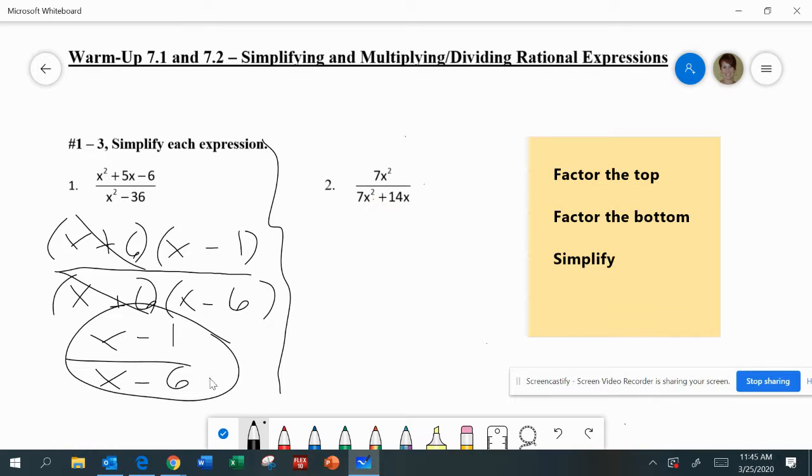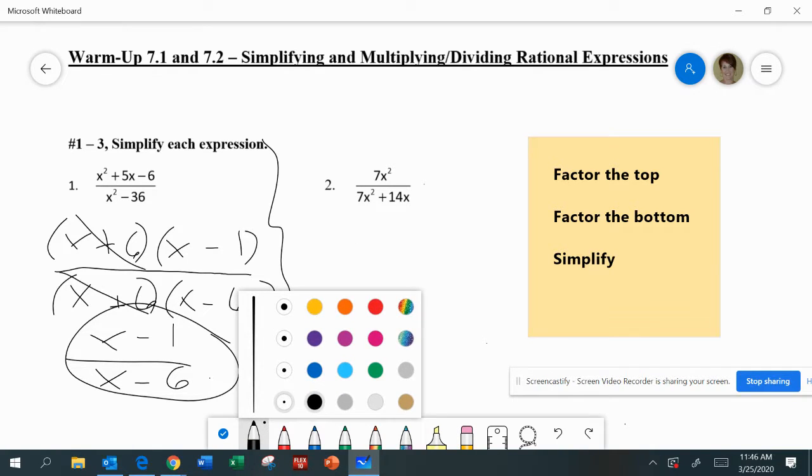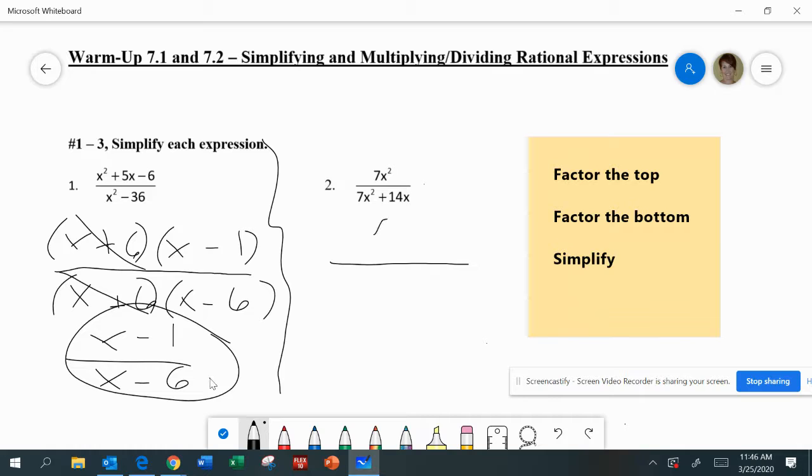No, you cannot do this. Remember, 7x squared is not a factor of the numerator. So let me get rid of that. And let's do this again. So we cannot really do anything with our numerator right now.